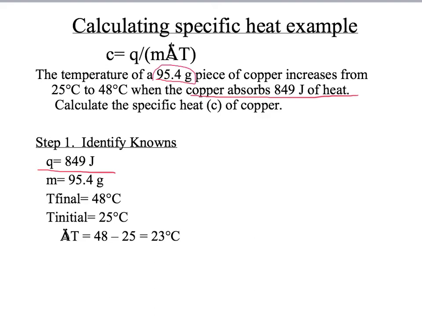95.4 grams. The final temperature, which is T final, it states that the piece of copper, the temperature increases from 25 degrees to 48. So since it's going to 48, I know that that is my final temperature. So I can put that as my final temperature. The initial temperature is given to us in the problem. It's 25 degrees Celsius. To find the difference, I take my final temperature, subtract initial, and then this is my delta T, or change in temperature.